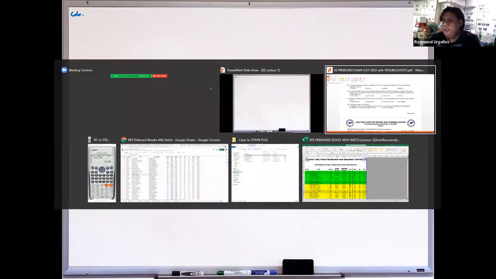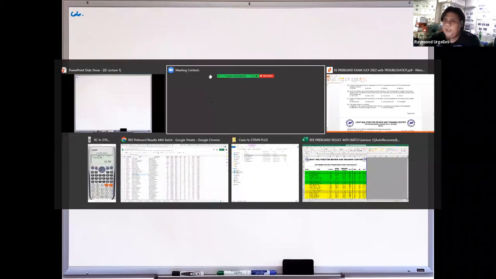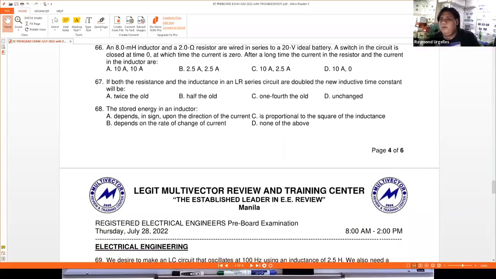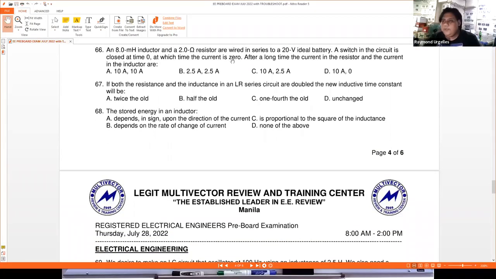So number 66. I think this is electrical transients again. We have 8 millihenry inductor and 2 ohm resistor wired in series to a 20 volt ideal battery. So this is series RL circuit. As we see, the circuit is closed at time t equal to 0, at which time the current is 0. So after a long time, the current in the resistor and the current in the inductor are blank. Again, this is series RL.